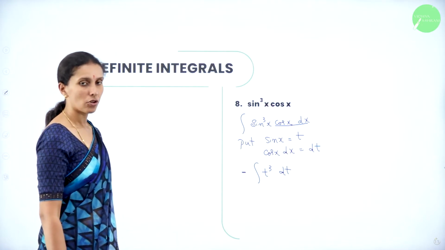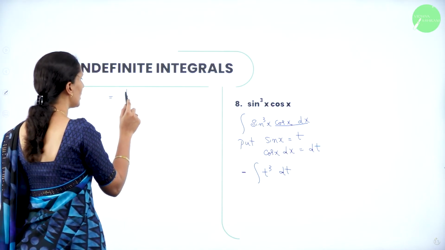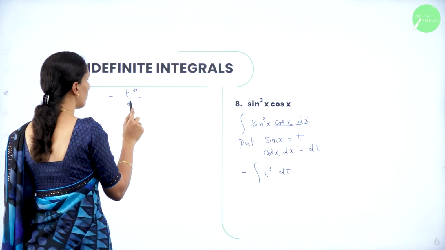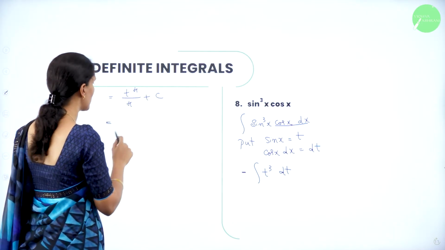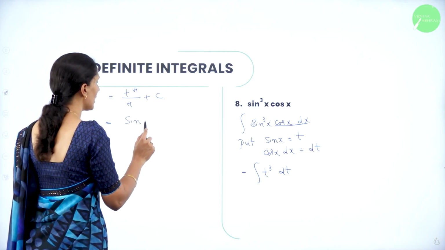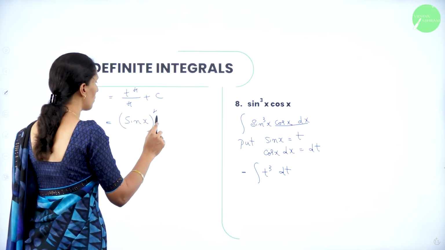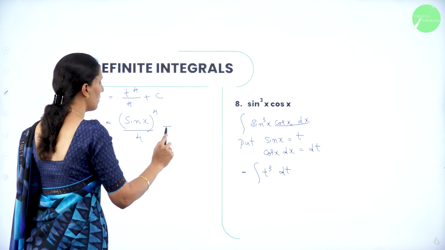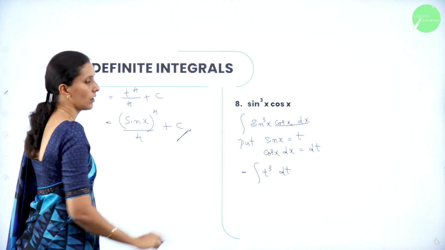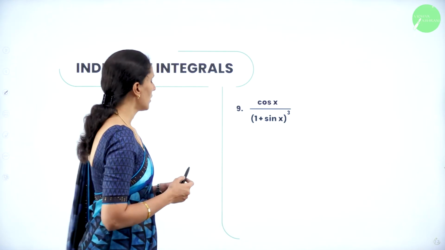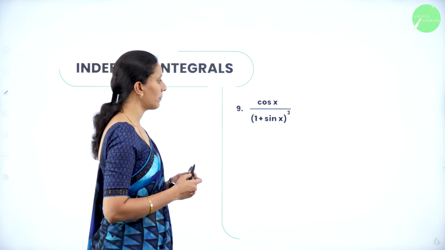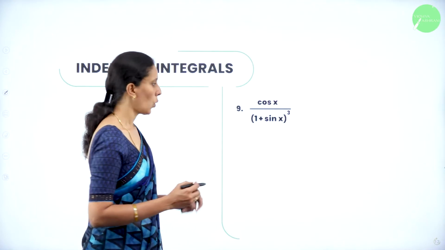What is the integration of t cube? It is t to the power 4 divided by 4 plus c. What is t we have taken? That is sin x. So the value becomes sin x whole to the power 4 divided by 4 plus c. This is the integral value. Next question, we have cos x divided by 1 plus sin x whole cube.